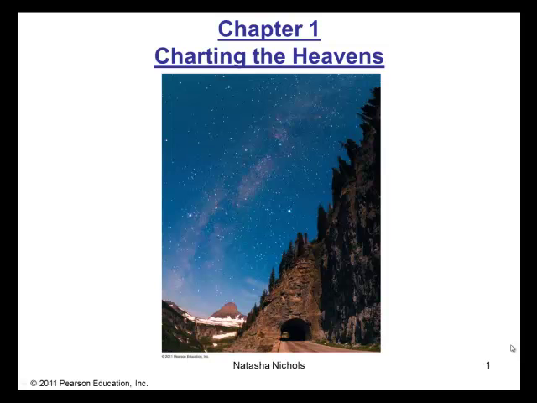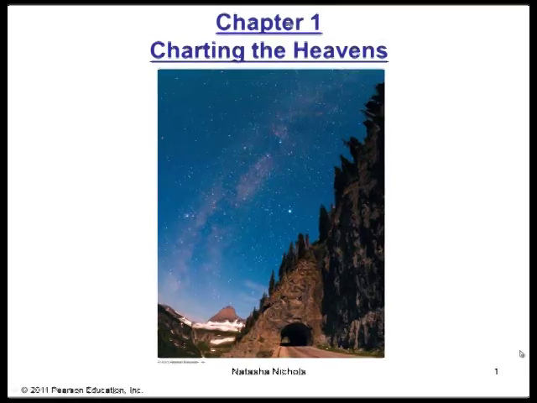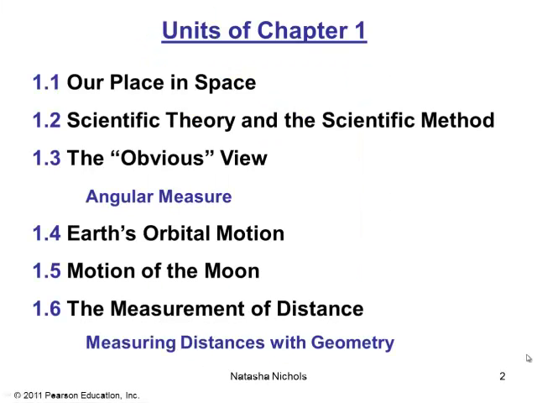Now, just like Lao Tse said, the longest journey begins with a single step. So we're going to go ahead and start with our basics of chapter 1. We're going to begin our journey in astronomy by talking about our place in space. Where are we located? We're going to talk a little bit about scientific theory and the scientific method because astronomy is a science. Then we're going to move on to angular measure, which is going to be very useful in giving us the sizes of celestial objects.